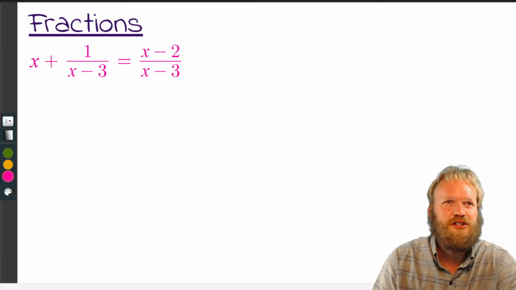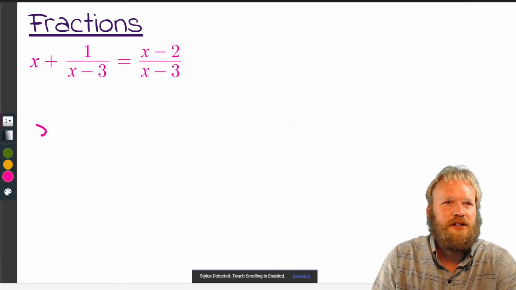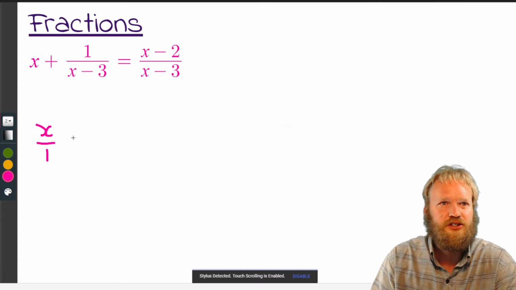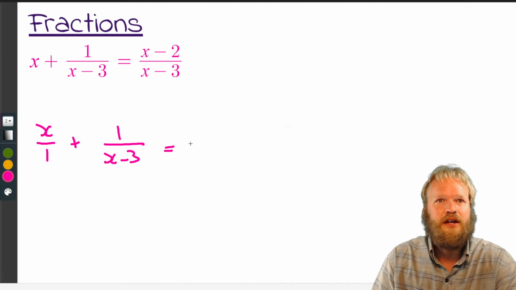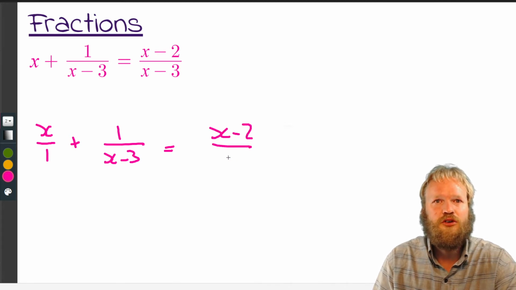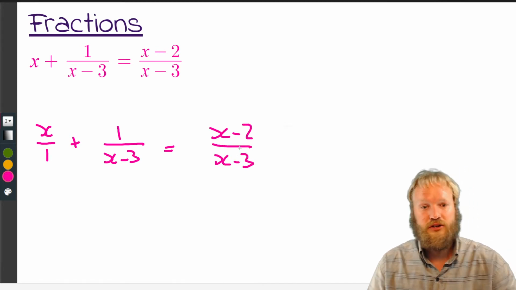So let's do this. Let's go, well, x is just x over 1. That's another way of writing it. Now it's a fraction. Plus 1 over x minus 3 equals x minus 2 over x minus 3. Okay.